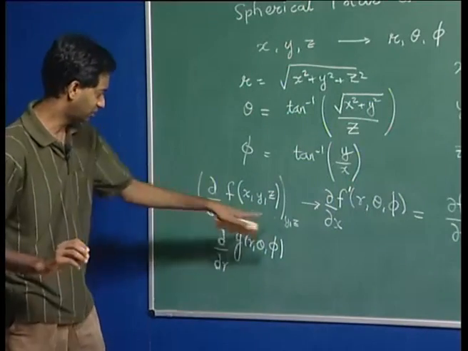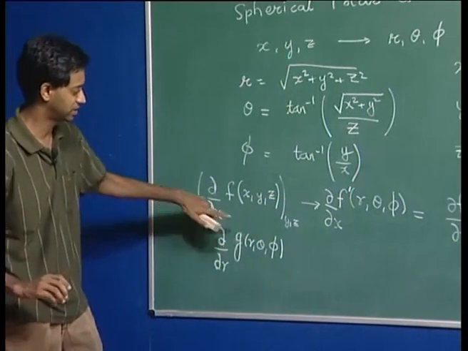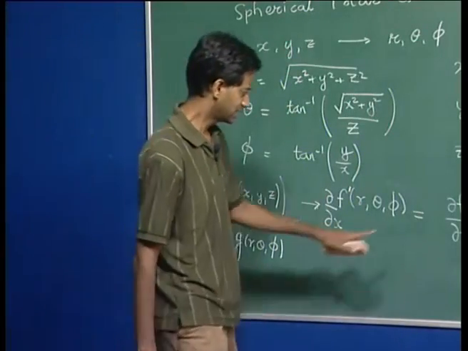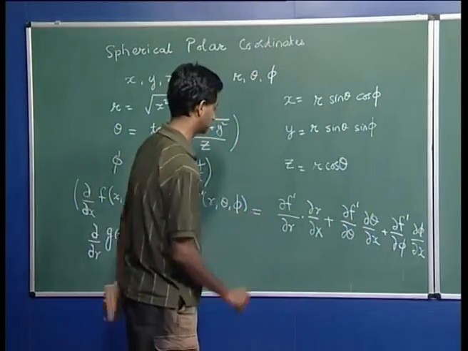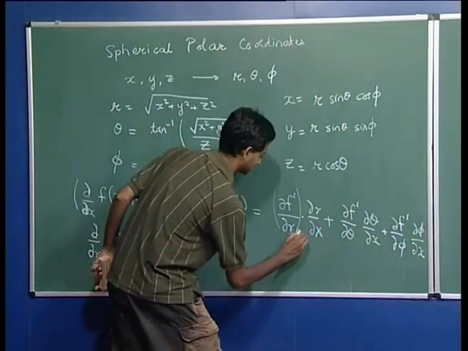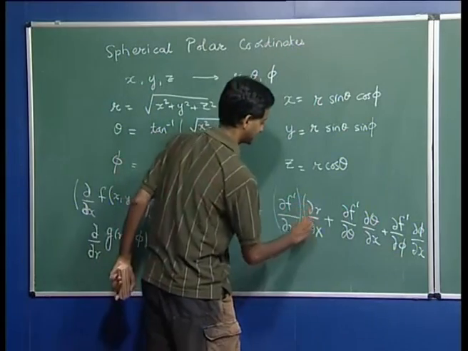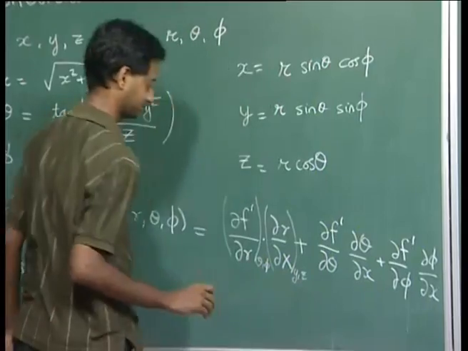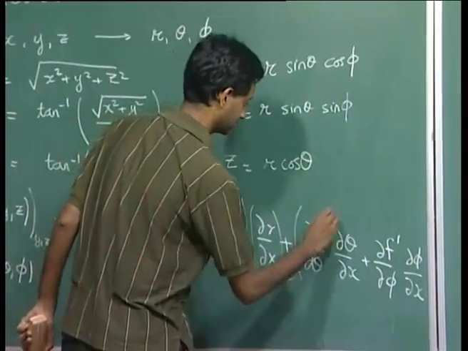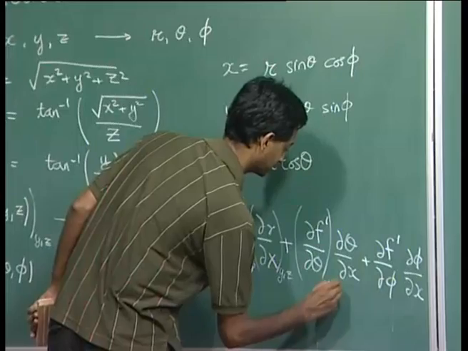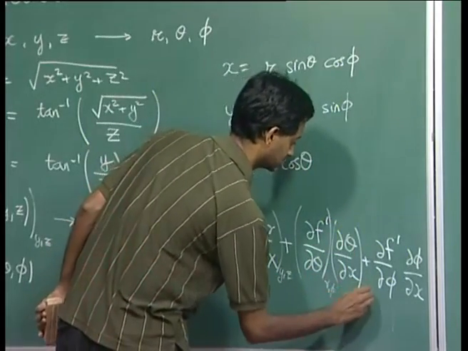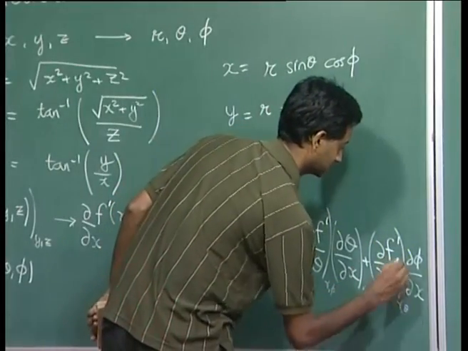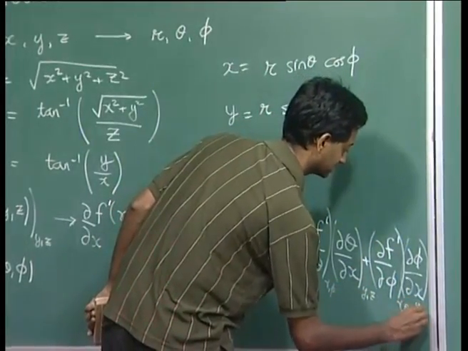And I won't bother saying that when you take the derivative with respect to x, you have to keep y and z fixed, but that is understood. Now, in this case, when I take the derivative with respect to r, I have to keep theta and phi fixed, and here when I take the derivative of r with respect to x, I need to keep y and z fixed. Similarly, here I will keep r and phi fixed, and here I will keep y and z. Here again I will keep r and theta, and here y and z.